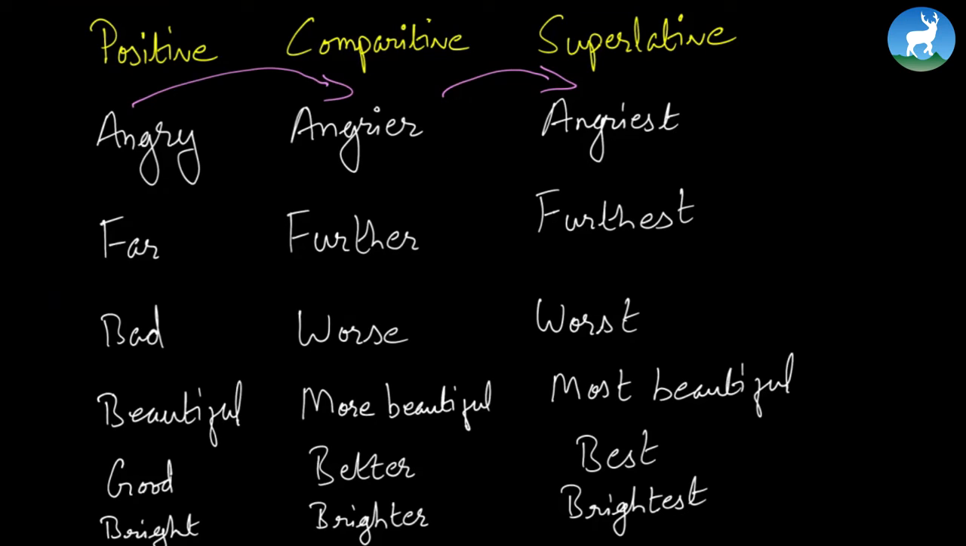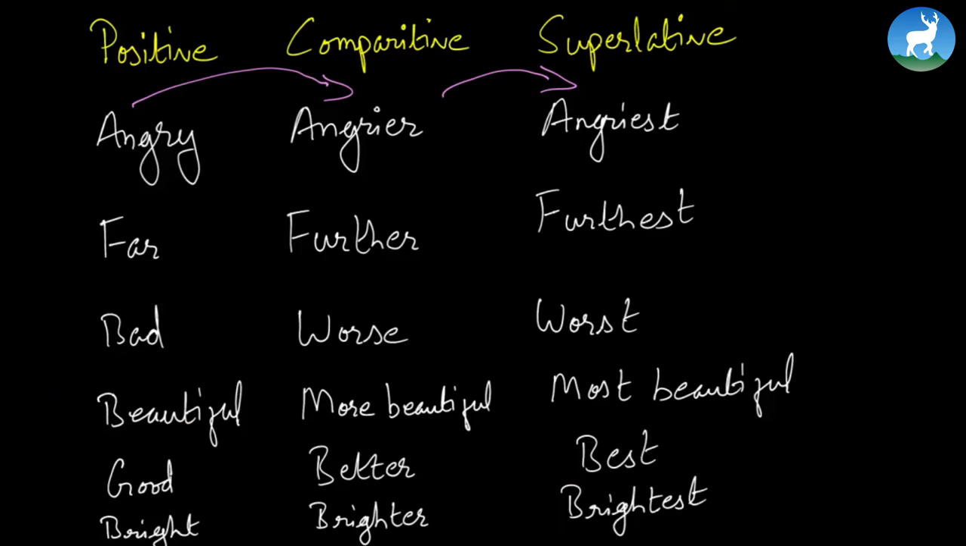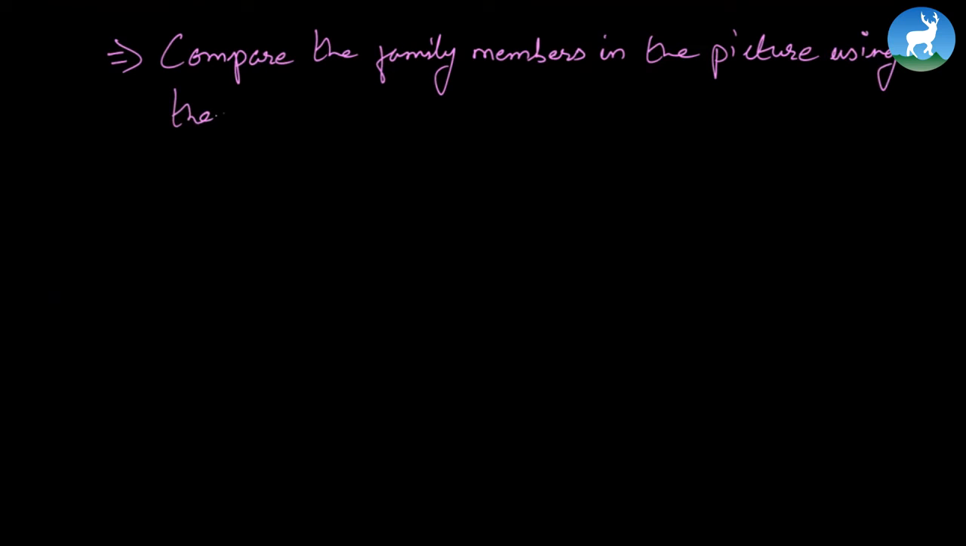And all right, so as homework, you might want to first complete the pictures which I had shown you earlier. For instance, right now, young has been done. You can work on short and then you can work on old, these two adjectives, and see how you can compare between these family members. And secondly, as homework, first you can compare the family members in the picture using the adjective short.